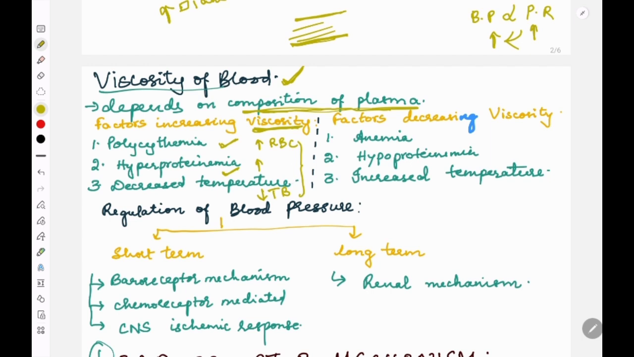Now, what are the factors that decrease the viscosity of the blood? Just remember the opposite of the factors increasing viscosity: anemia, that is decreased RBC count, hypoproteinemia, decreased protein count, and increased temperature. These are the factors decreasing the viscosity. If the viscosity of the blood is more, then BP will be more. So BP is directly proportional to viscosity. If the viscosity is more, blood pressure will be more. If the viscosity is less, blood pressure will be less.